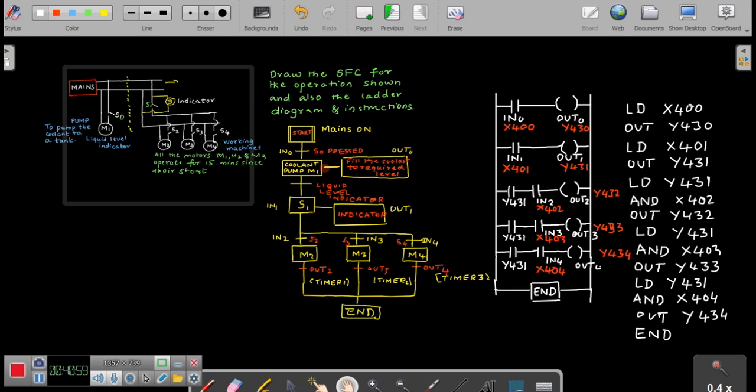So this is one important example wherein you have the sequential function charts drawn for a particular industrial scenario, a simple example. I hope all of you have followed this. Let us take one more very important example.